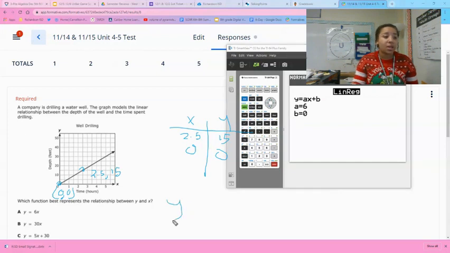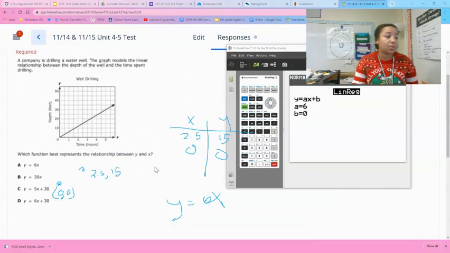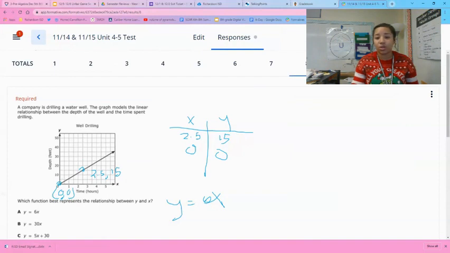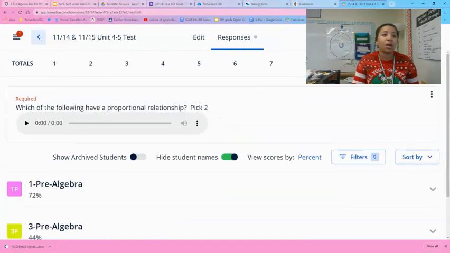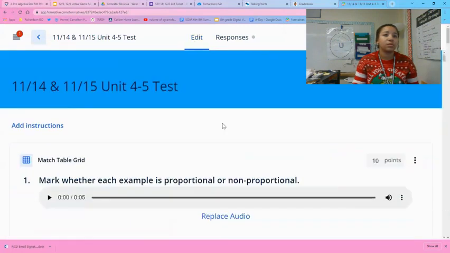Y equals 6x. You also know that this is not going to be C because it has a y-intercept. C does, and this graph wouldn't have one. Okay. It wouldn't be D either because it shouldn't have any y-intercepts. Okay, next question, 9. So we got to go back here.